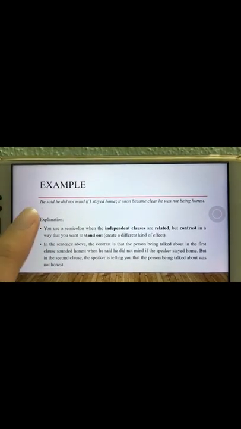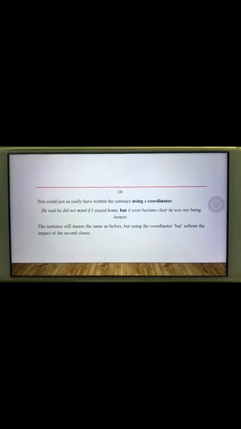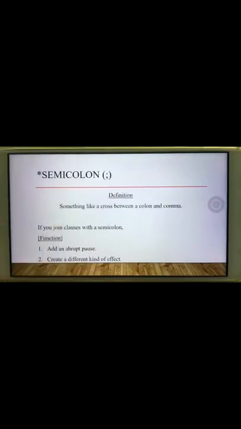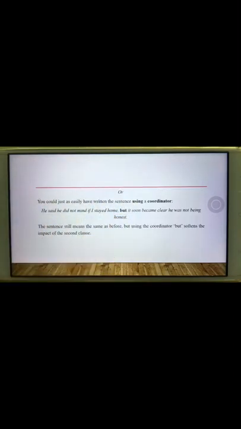Or we could change this sentence easily by using a coordinator. Let's take a look at the example. He said he did not mind if I stay home, but it soon became clear he was not being honest. Therefore, the sentence still means the same as before, but using the coordinator but softens the impact of the second clause. Thus, we know that a semicolon brings out the same meaning as using a coordinator, but the function is not always the same.